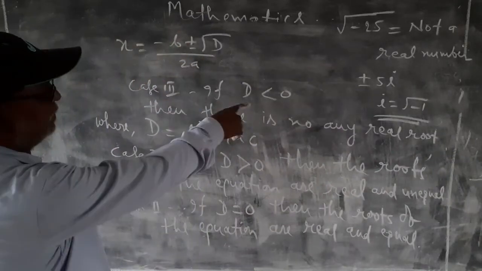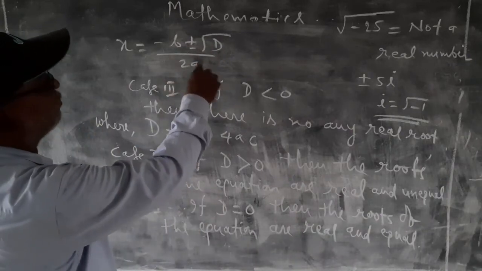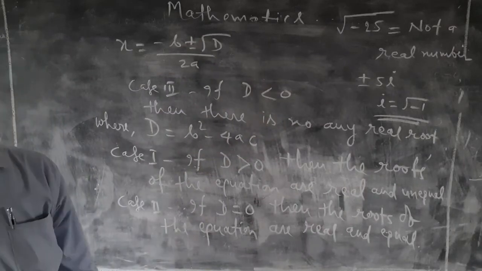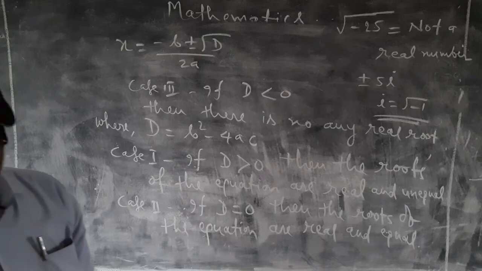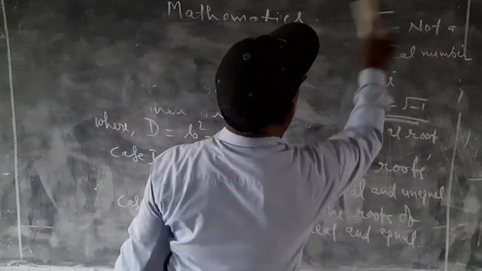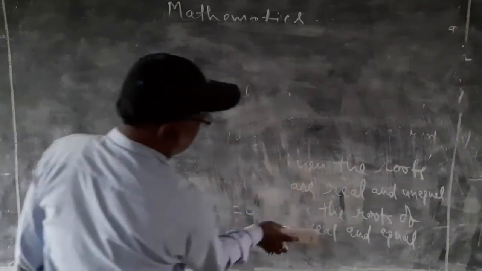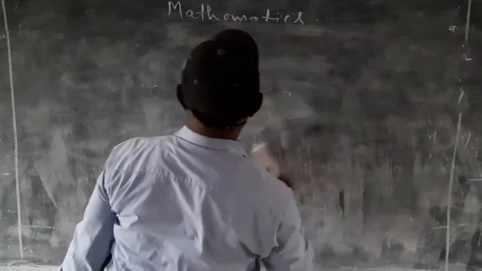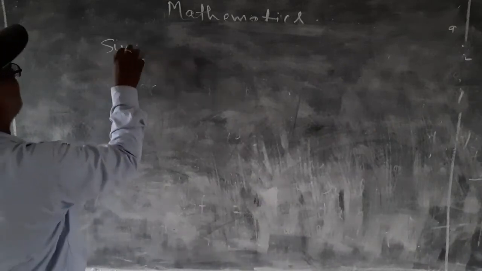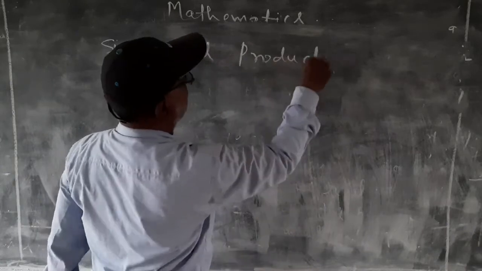And if d is less than 0, then you will not get any real root, because the square root of a negative number is not real. Now, these are the natures of the roots. Now, sum and product of the roots.